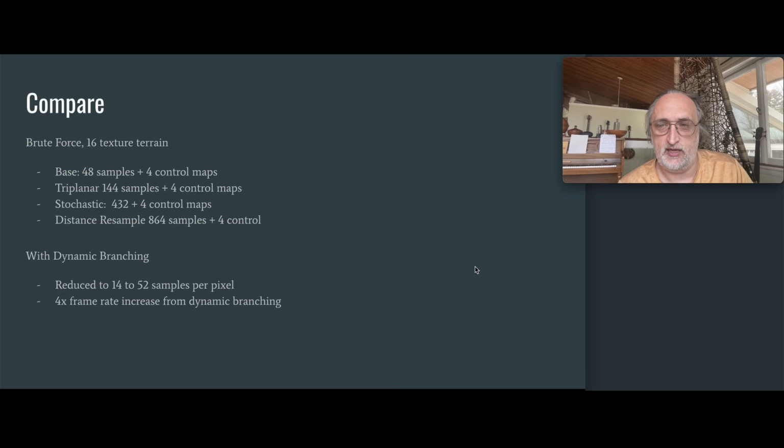With the culling that I originally did and the dynamic branching, I visualized how many samples it actually takes. And you can see here, on that same scene, you're getting between 14 and 52 samples per pixel. So that's a 4x increase from not having the dynamic branching, from just doing the cull down to 4. And I haven't timed it against doing it the brute force method at all, but it's radically faster to go to 52 samples per pixel from 864.